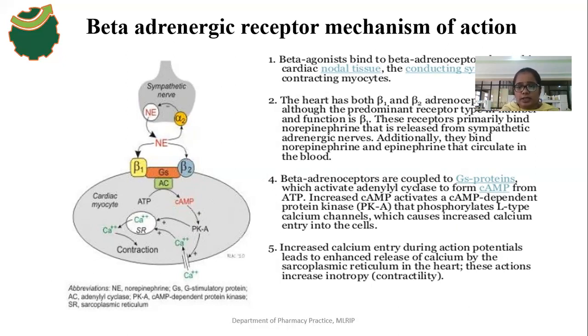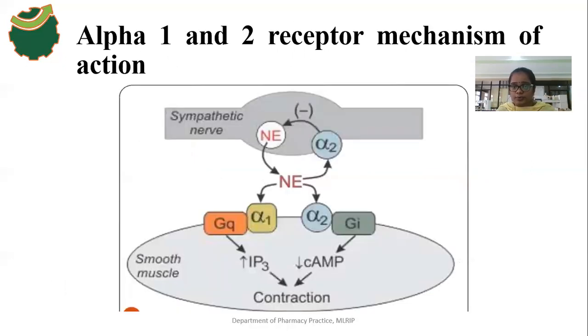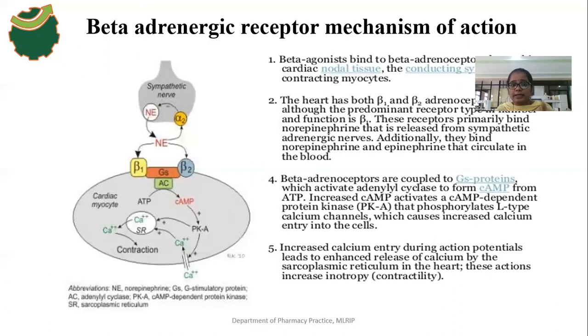So here, B1 and B2 receptors are both associated with which protein? Gs protein. Alpha 1 is associated with which protein? Gq protein. Alpha 2 receptor is associated with Gi protein. But here beta 1 and beta 2 receptors are both associated with Gs protein, that is the stimulatory G protein.